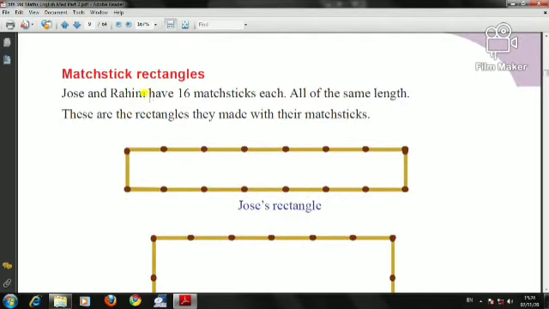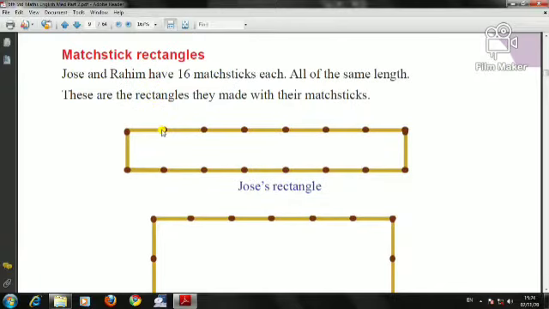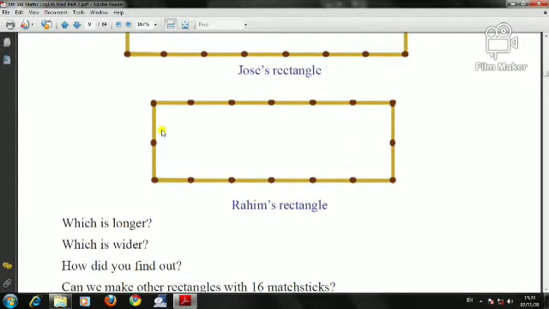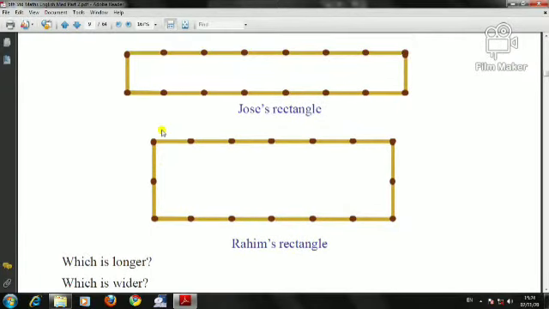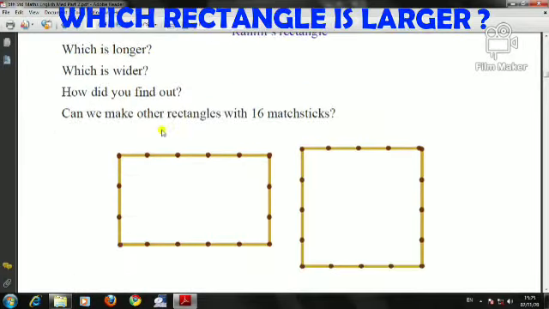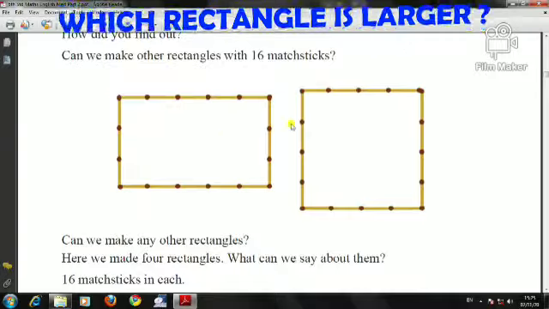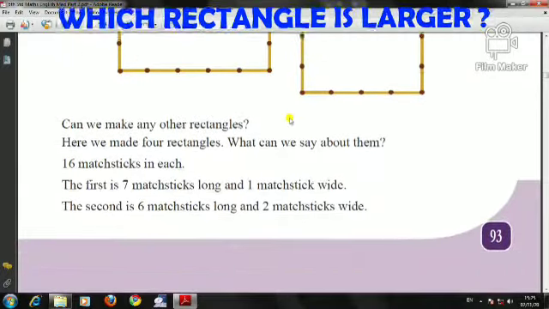Here we can see Jose and Rahim have 16 matchsticks each. They have been given 16 matchsticks. So using these matchsticks, they have made rectangles. See, the first one is Jose's, the second one is Rahim's. We have to find out which is bigger. Now let's see, some more rectangles have been made like this. Can you find out which is bigger?